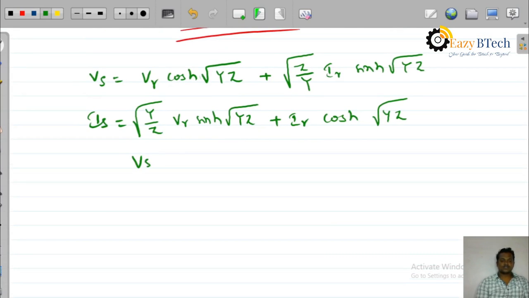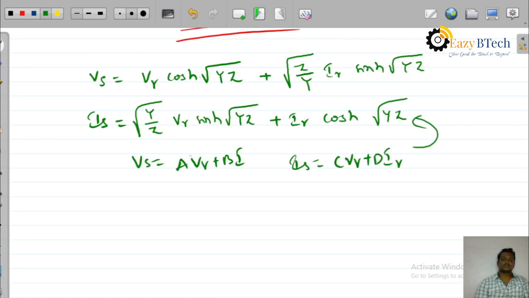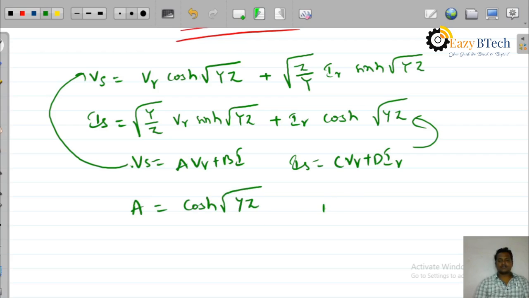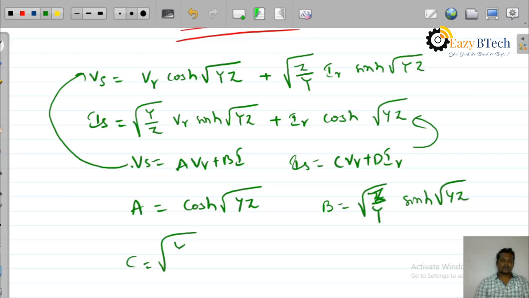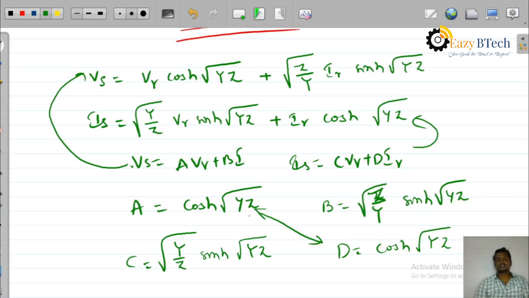We know that Vs equals to AVR plus BIR and Is equals to CVR plus DIR. Compare these two equations with this one. You can get A equals to cosh root Y into Z and B equals to root of capital Z by Y into sinh root Y into Z. C equals to root of capital Y by Z into sinh root YZ and D equals to cosh root Y into Z. I assume that both A and D are the same.